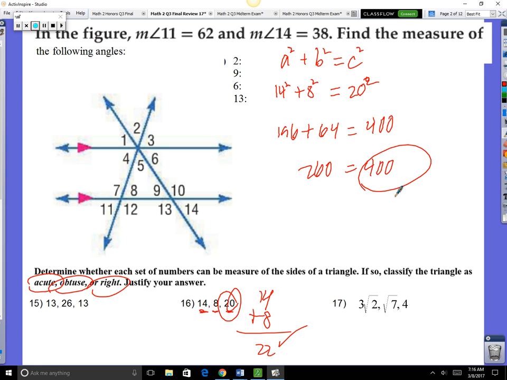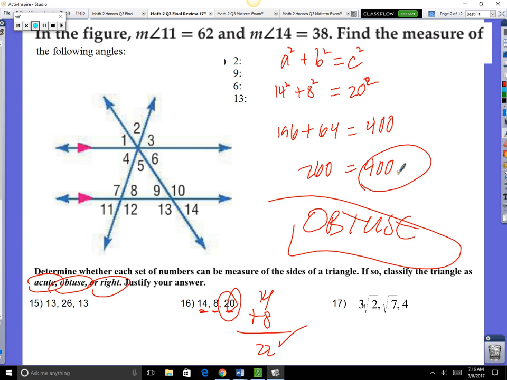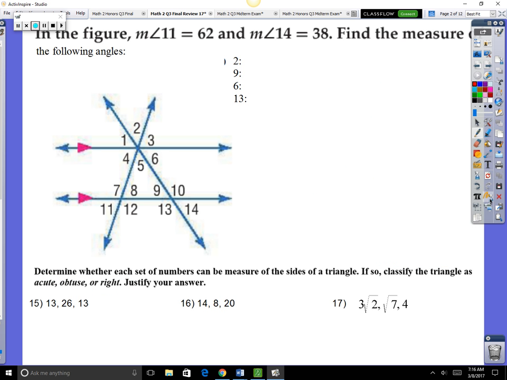And this, my hypotenuse, is much larger than the sum of my two little ones. So if your big side is the biggest, that means it is obtuse. If your big side is the biggest, it is obtuse. Okay, 17.